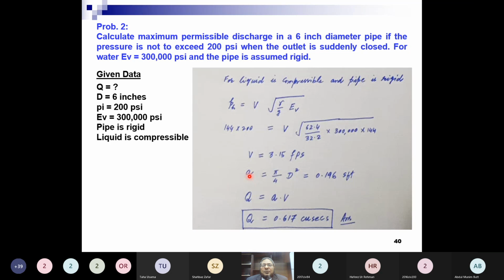So now we can compute the area of pipe, pi by 4 d square, it is 0.196 square feet. And the discharge, which we can allow in the pipeline for not having hammer pressure more than this, is area into velocity, and when you put the value of these, you will get the answer 0.617 cusecs. Don't allow flow of water in this pipe more than this value. If you will allow this, and if you will do the sudden closure, then what will happen?